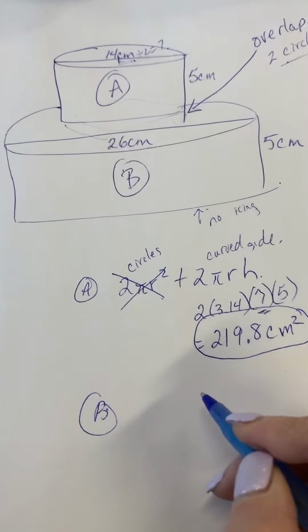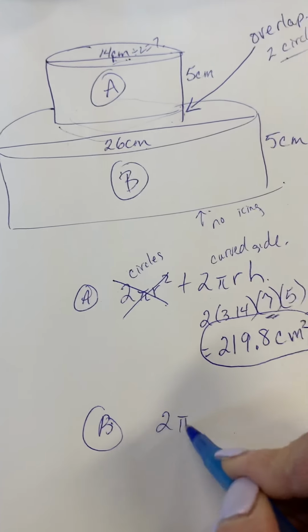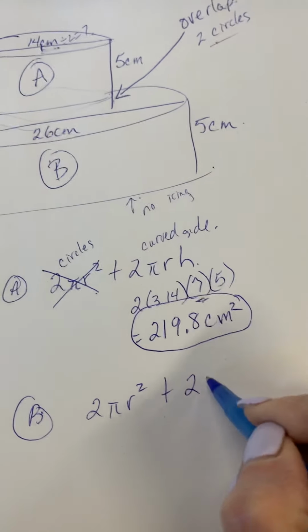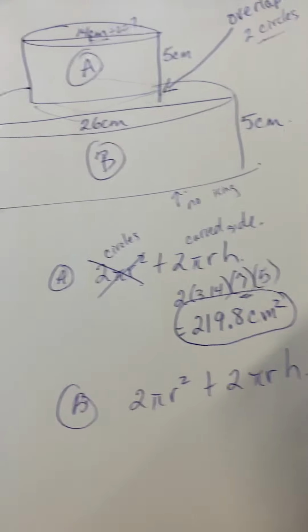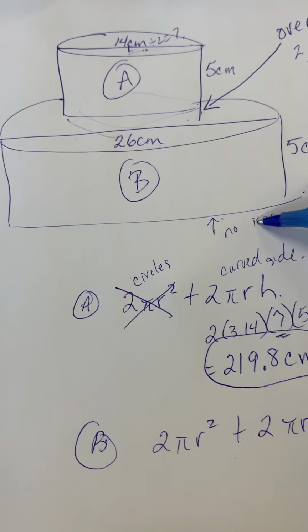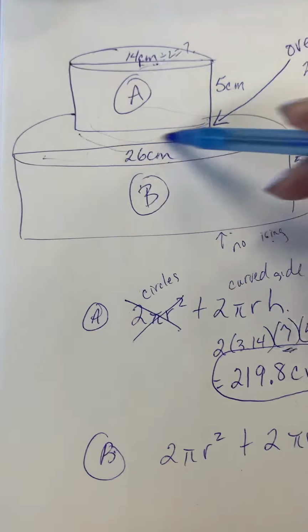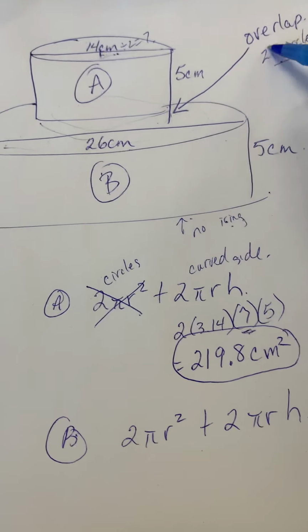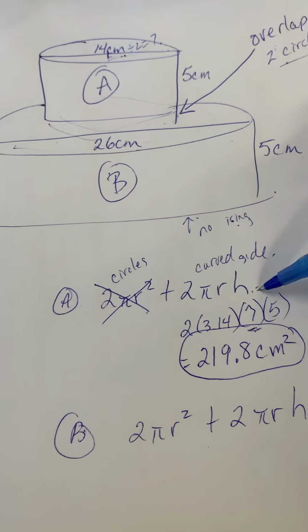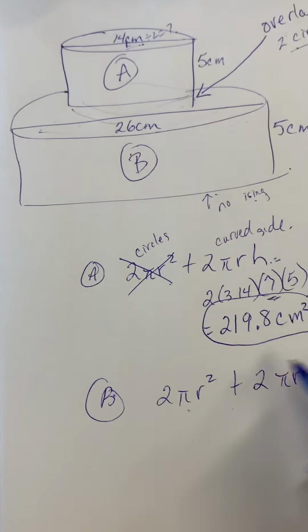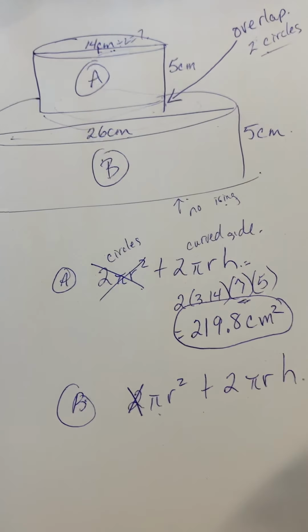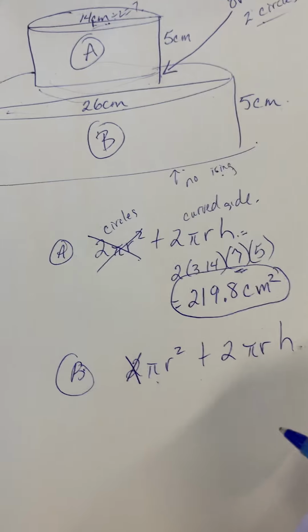Part B is the bottom layer cake. Okay, same formula. It's a cylinder shape, plus 2 pi rh. And now I have to remember, I am not going to ice the bottom of the cake, but I am going to ice the top of the cake, and the overlap's already been taken care of in the first part. So how am I going to manipulate this formula? I'm going to cross off the 2. I'm only going to do 1 circle in the bottom.